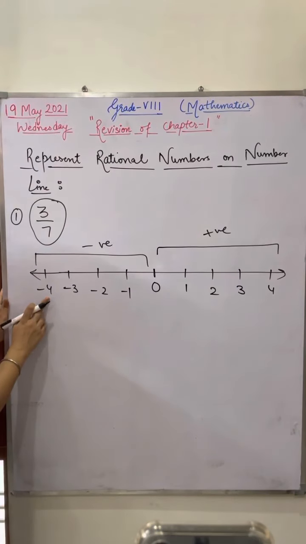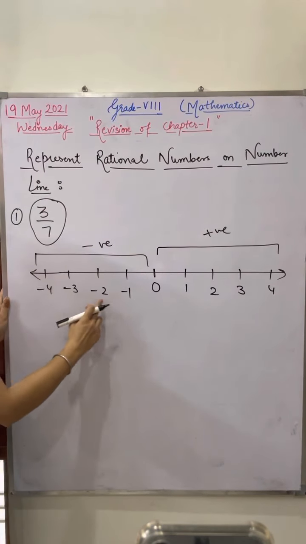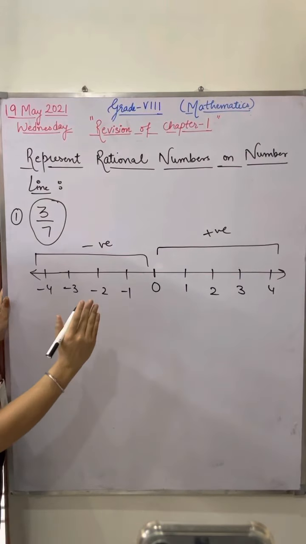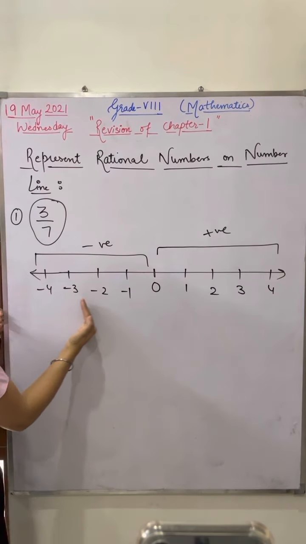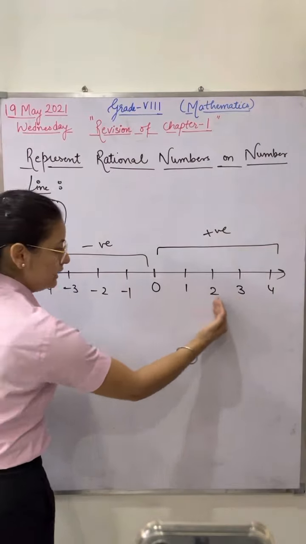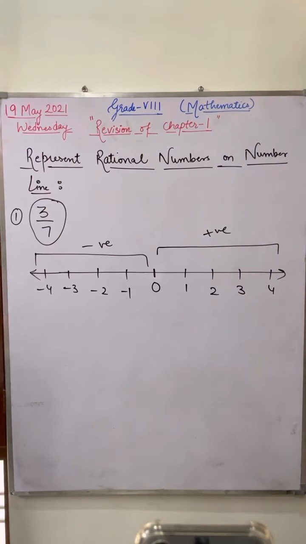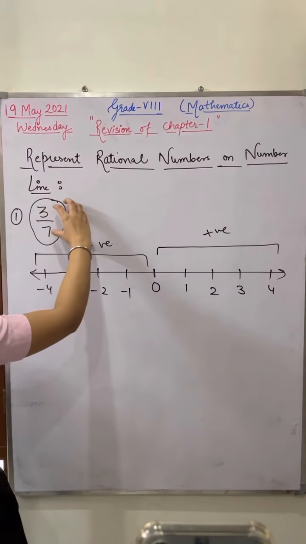They write -1 here, then -1, -2, -3, -4. No. You have to start from this side, and from here, from this side. It's clear now? Okay, now you have to represent this rational number.